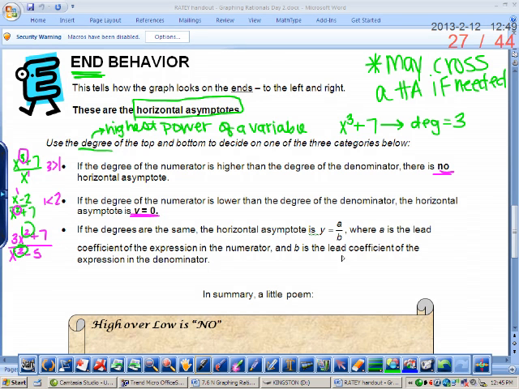So now you take the leading coefficient. What that means is the number attached to the variable with the highest power. So what's the leading coefficient in the numerator? 3. What's the leading coefficient in the denominator? 1. So your asymptote is y equals a over b. So y equals 3 over 1, which is just y equals 3.